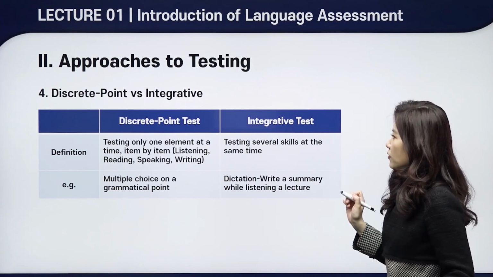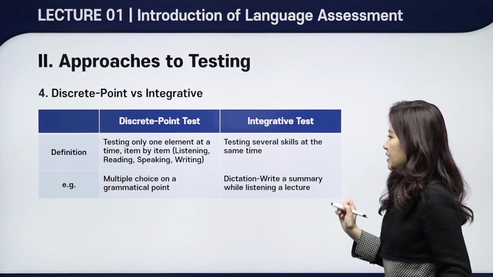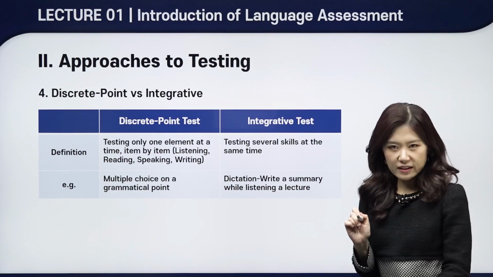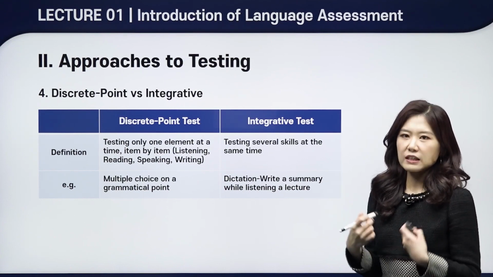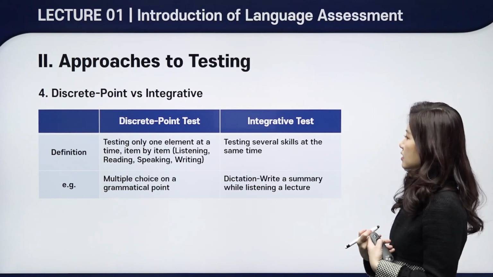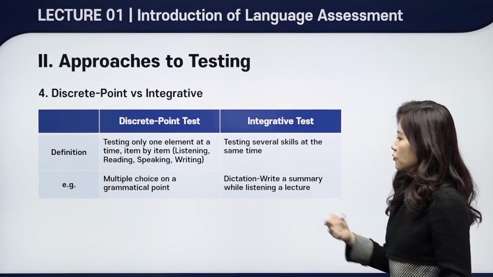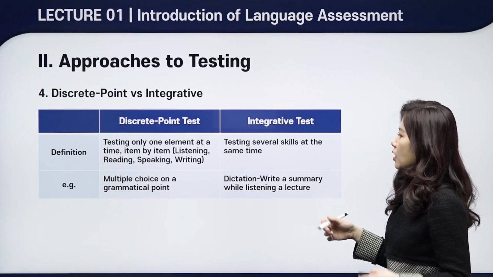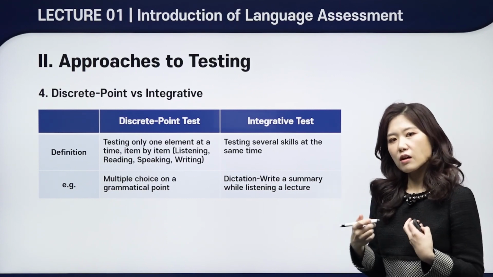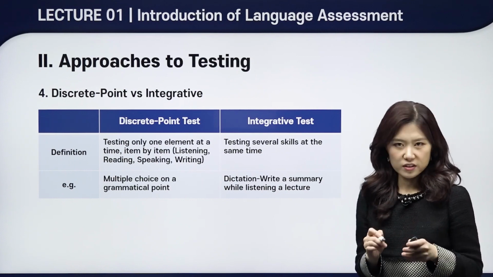So the definition of a discrete point test is that it tests only one element at a time. So it could be a specific language skill, such as listening, reading, speaking, or writing. So for example, a multiple choice question on a particular grammatical point.